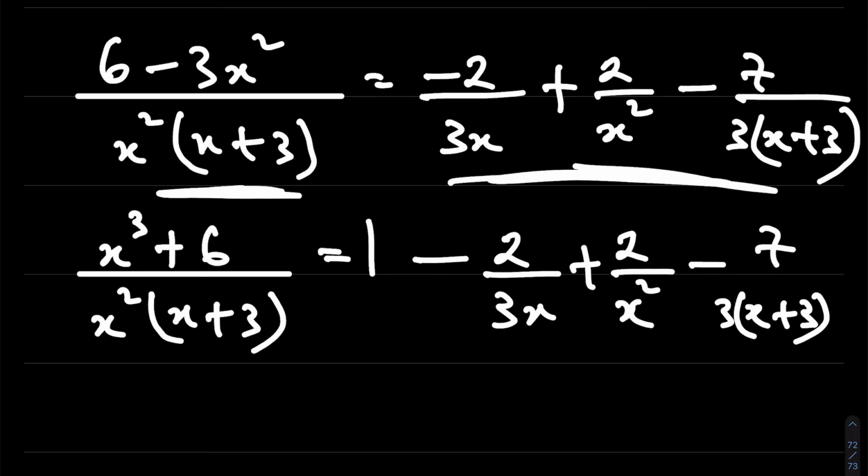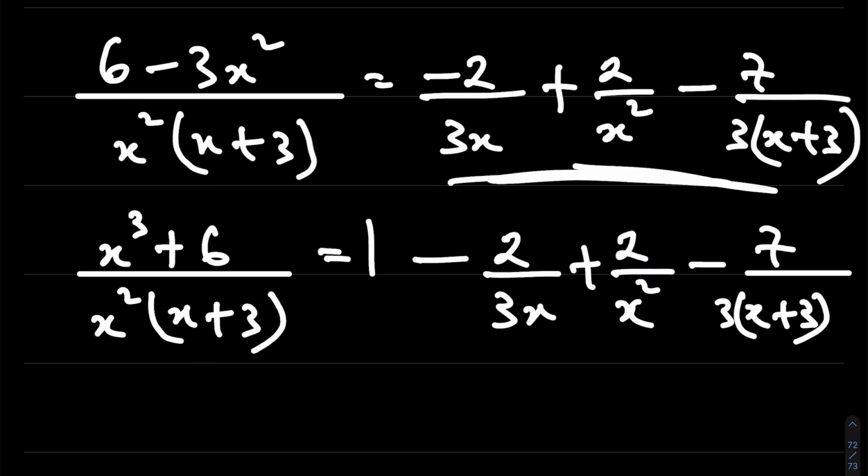All over minus 7 over x 3 times x plus 3. And that's it, very, very simply. Can we take a second question? Okay, let's take another one, another very simple one.